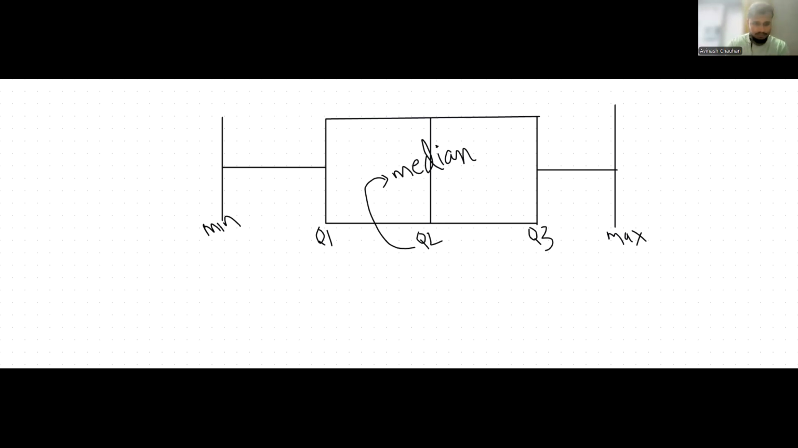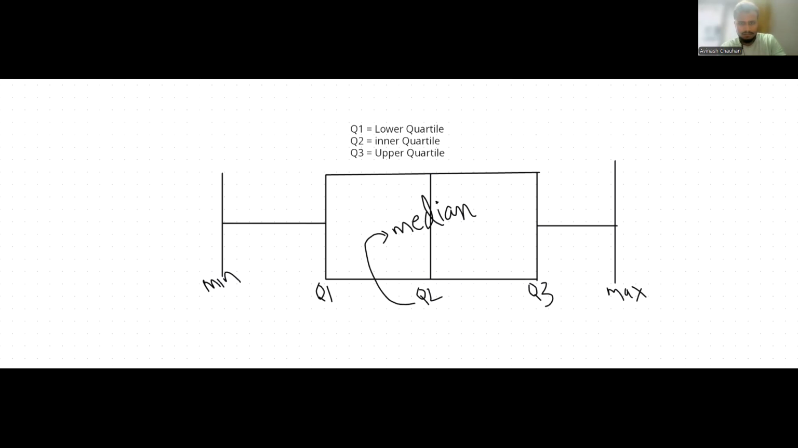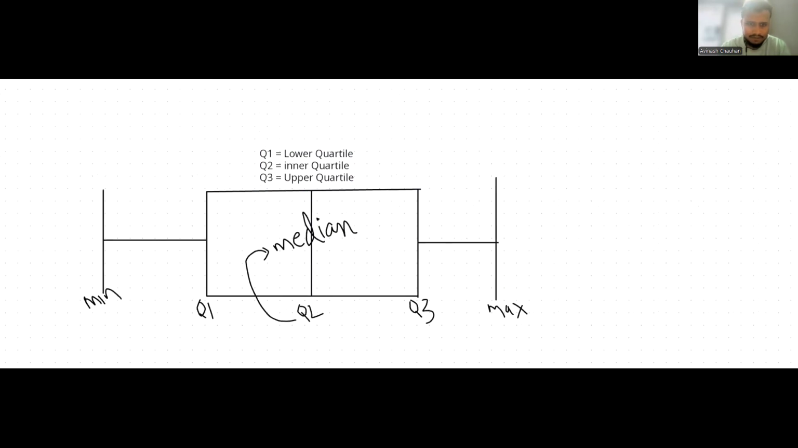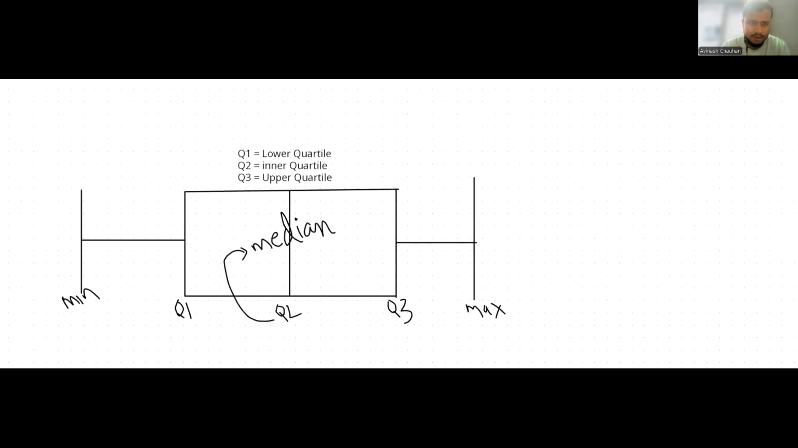And Q1 is also known as lower quartile. Q2 is known as inner quartile. And Q3 is known as upper quartile. I want you guys to just remember these things. Q1 means lower quartile, Q2 means inner quartile, Q3 means upper quartile.